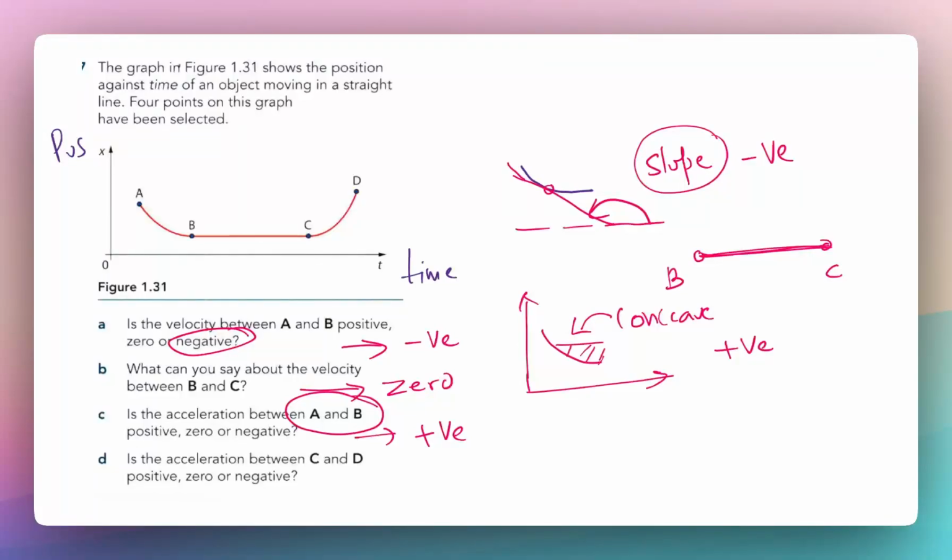Now, part D: is the acceleration between C and D zero, positive, or negative? C and D is also an increasing parabola, a concave-shaped parabola again, so it can contain water. So again, with a concave-shaped parabola, the acceleration between C and D is also positive.